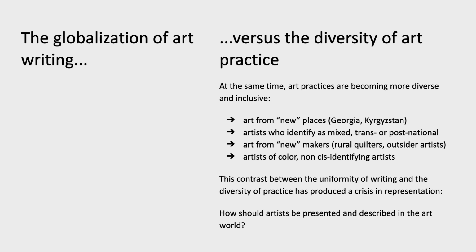Art from quote-unquote new makers, rural quilters, now widely part of the art world, part of the art market. Outsider artists since the early 20th century. Artists of color and non-cis identifying artists in all sorts of contexts. So this contrast between the uniformity of writing and the diversity of practice has produced a kind of crisis in representation. How should artists be represented and described in and for the art world?